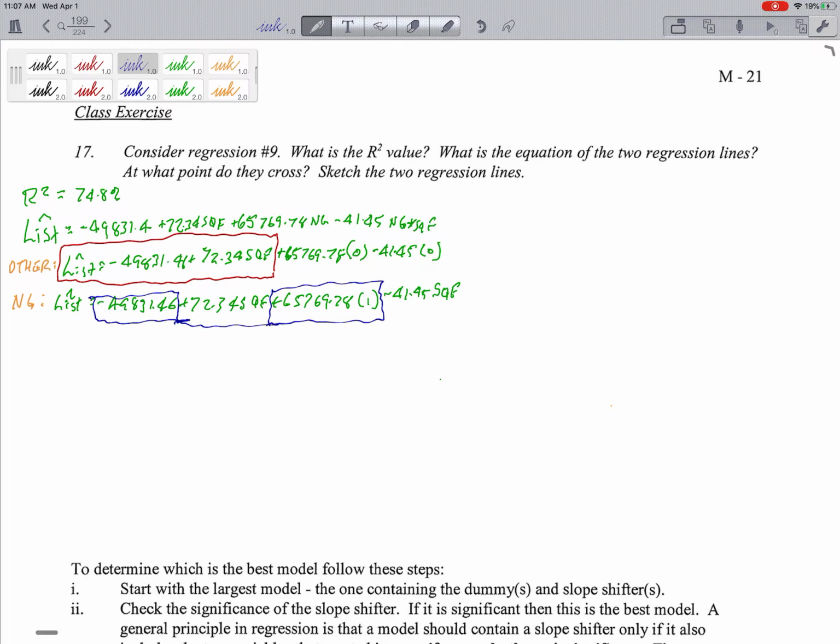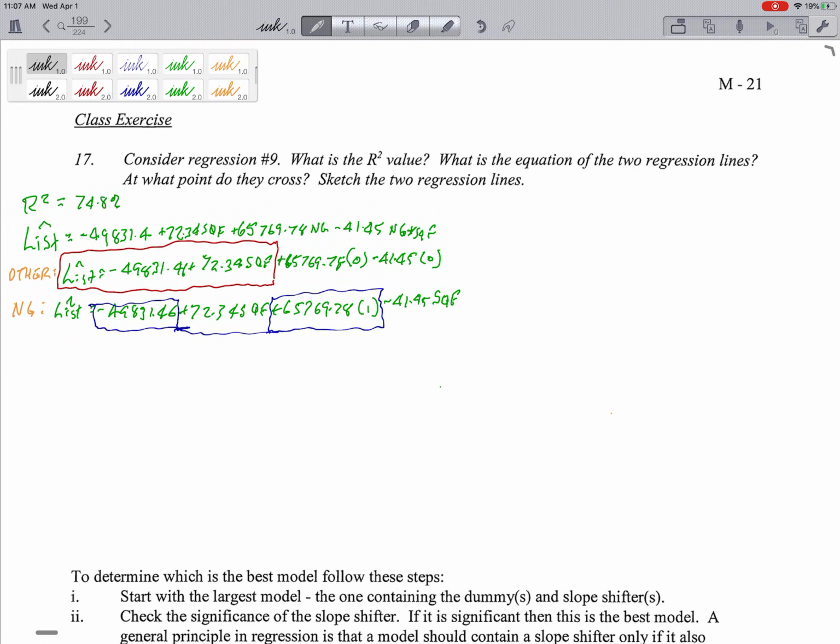And then we've got these coefficients. And then we've got these guys here, which are the slopes of SQF, and they can be added together. So what we end up with is something that looks like this.